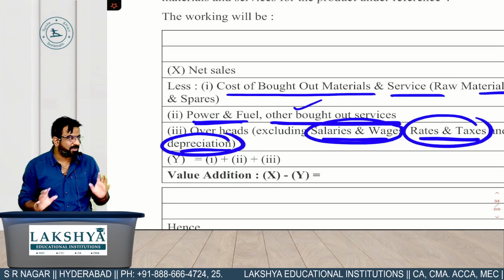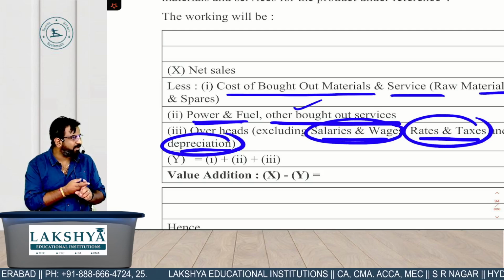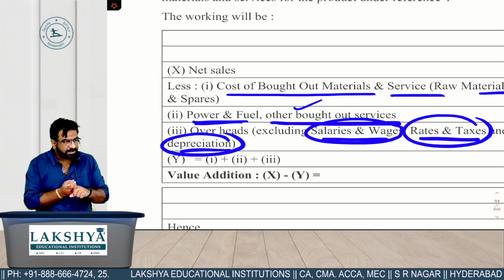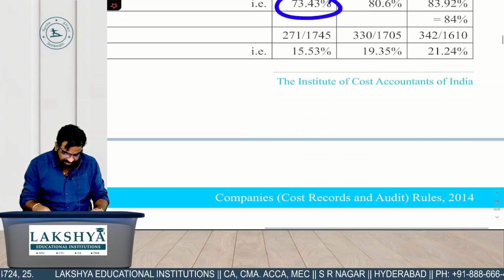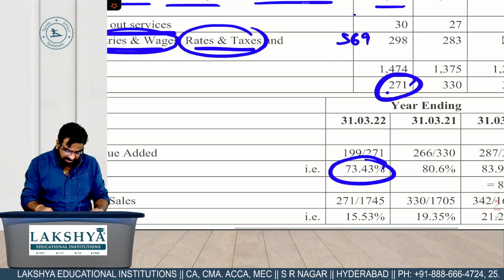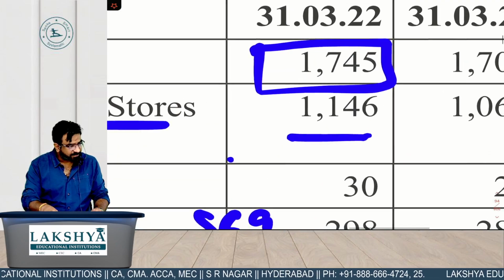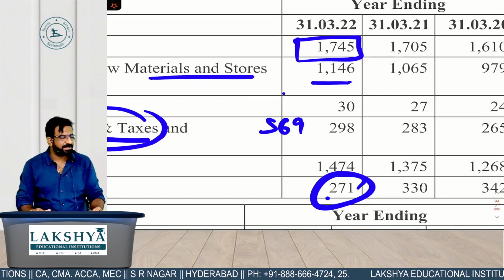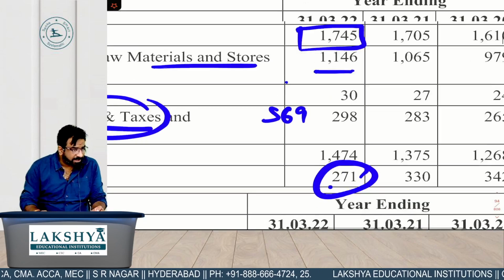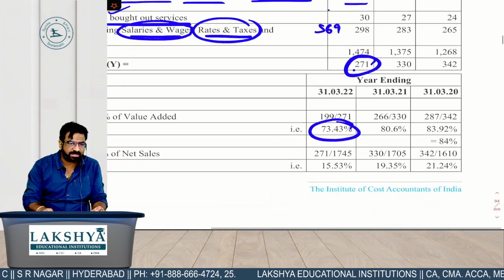So this is how we have to calculate the percentage of operating profit on what? Value addition, and value addition on net sales. तो value addition कितना है अपना आंसर फर्स्ट का? What is the answer for the first one? 271. और अपना sales कितना है? 1745. तो 271 divided by 1745 into 100%, 15.53%. That is how you have to do it for the first year and the second year.